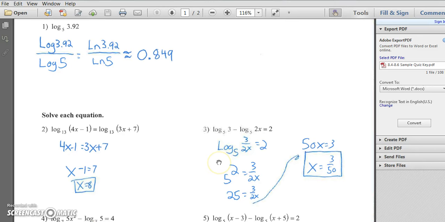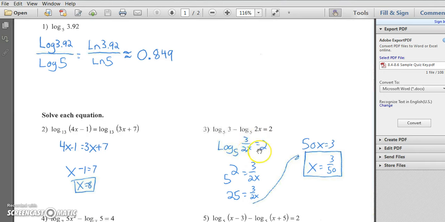Now for number 3 here. Problem I have is the following. It's not log equal log. Notice I have a subtraction. I have log minus log. So I'm going to Humpty Dumpty these back together again using our quotient property. This divided by that as one logarithm.